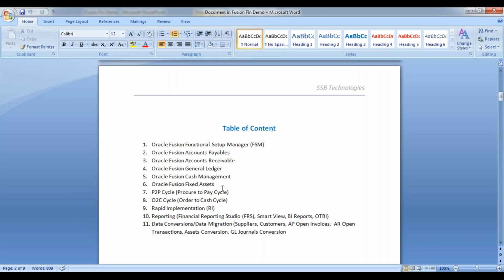Now we are only talking about financials. Then why this P2P cycle? Though you are a P2P financial consultant, it's always good to know, as part of this P2P cycle, you need to have a minimum understanding of what happens in procurement. Procurement is a different module as part of supply chain management, but as part of our course curriculum, we'll understand what procurement is, how it works, how requisitions are made, how purchase orders will be made, how these purchase orders will be converted into payable invoices in accounts payable, and how the payments are made against these payable invoices. This is the procure to pay cycle.